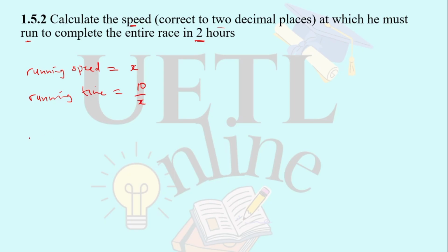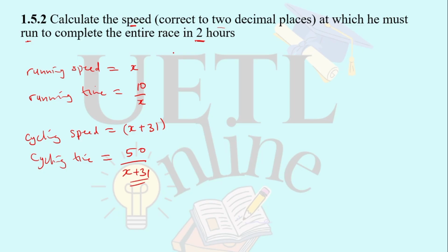Then we have the cycling speed as x plus 31, and the cycling time is 50 over x plus 31. We found this in the previous chapter. Now our duty is just to make sure that the running time and the cycling time add up to 2 hours. So I'm going to say 10 over x plus 50 over x plus 31 should give us 2 hours. Now we just have to simplify.